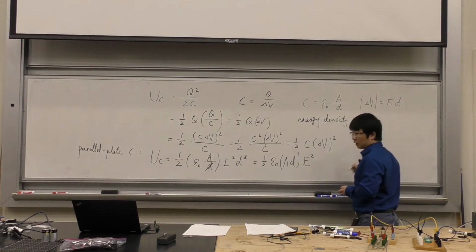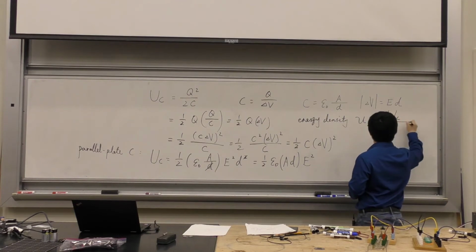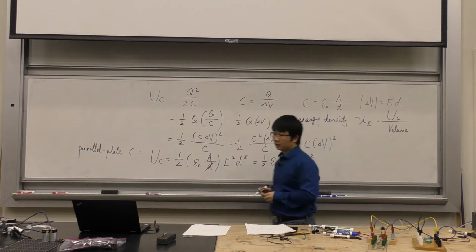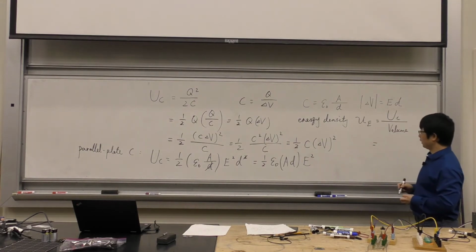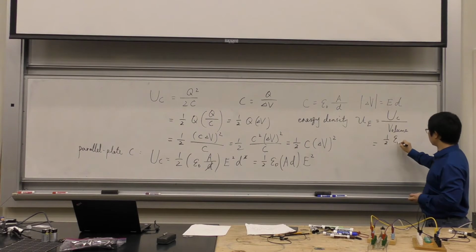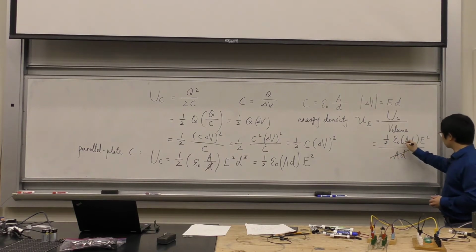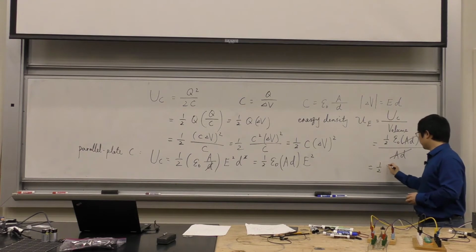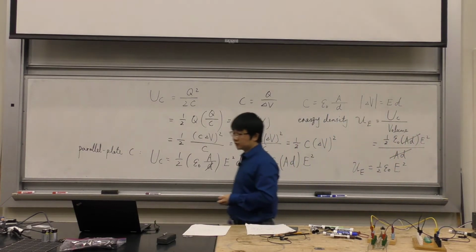Little u, we use the symbol E because this is going to be a general conclusion, divided by the volume. If you do the energy divided by volume using this conclusion, you're just going to get 1/2 epsilon naught A times D E squared divided by the volume between them, which is just A times D. Cancel out, so you get 1/2 epsilon naught E squared, which is a very nice equation. That's the electric field energy density.